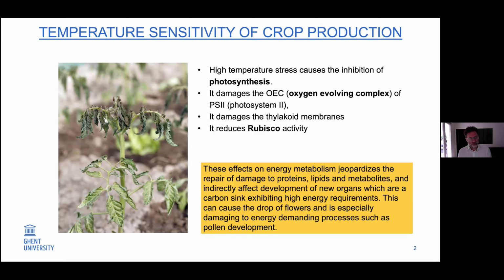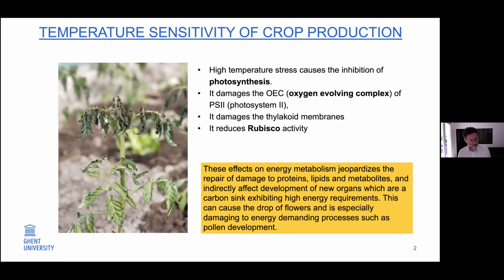Most of you also probably know that the first damage that happens to the plant is that it will dry out, but it will also show damage to the photosynthetic apparatus. This is because it damages proteins and lipids that are part of that apparatus. For example, it will affect the oxygen evolving complex, and that will result in reduced energy metabolism.